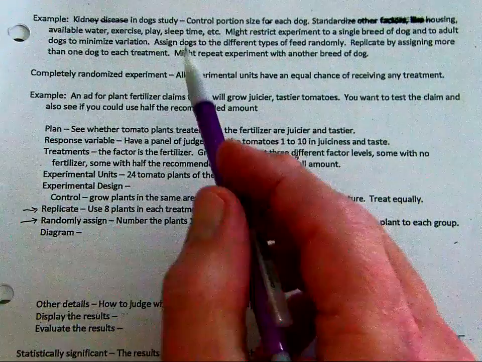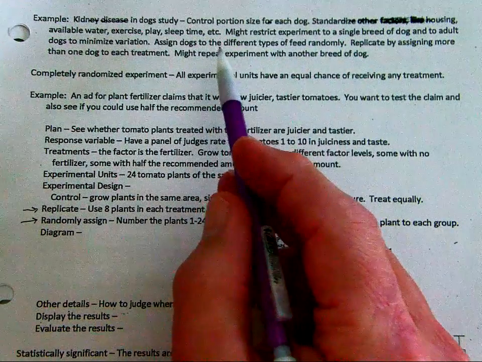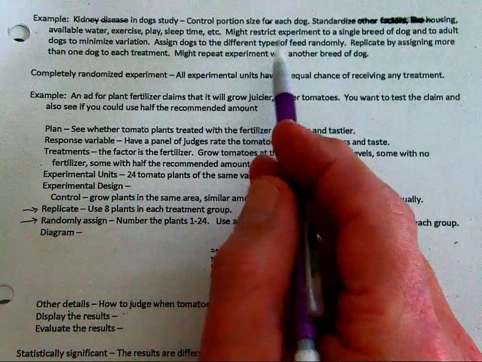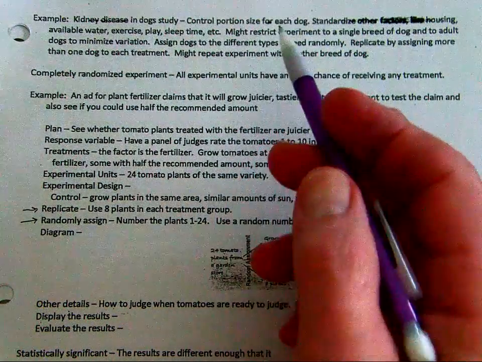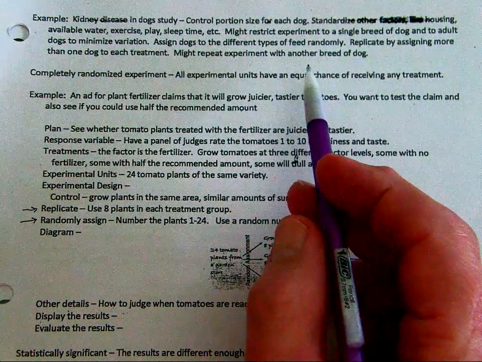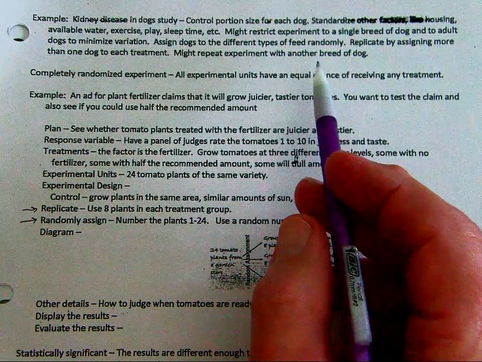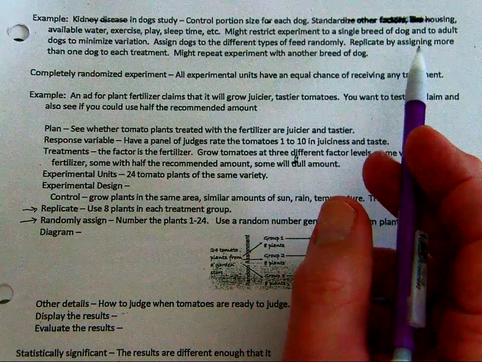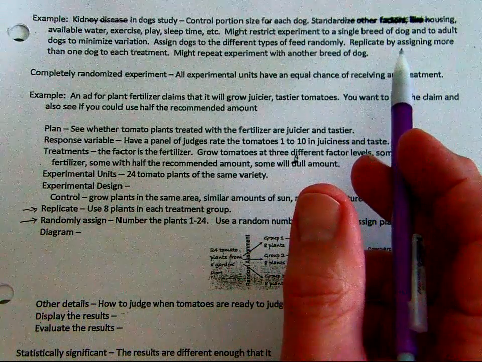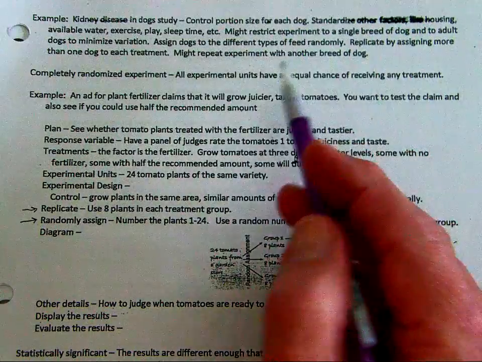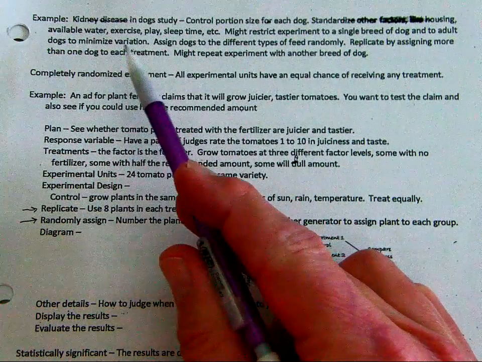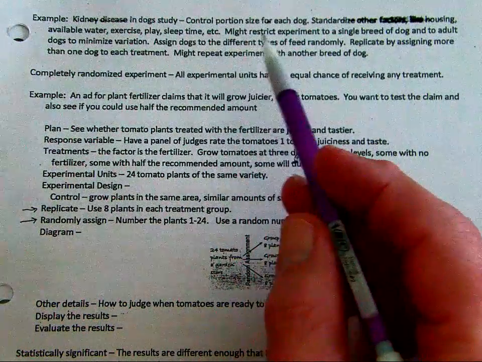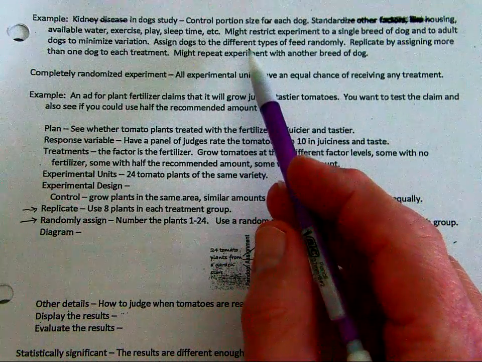For example, if you wanted to study kidney disease in dogs, you probably want to control the portion size, so each dog's getting the same amount of food, so that it might not be due to a different amount of food. You want to standardize other factors, like do they all live in the same kind of environment? Do they have the same amount of water, same amount of exercise, play, sleep time, etc.? That's the standardization, sorry.